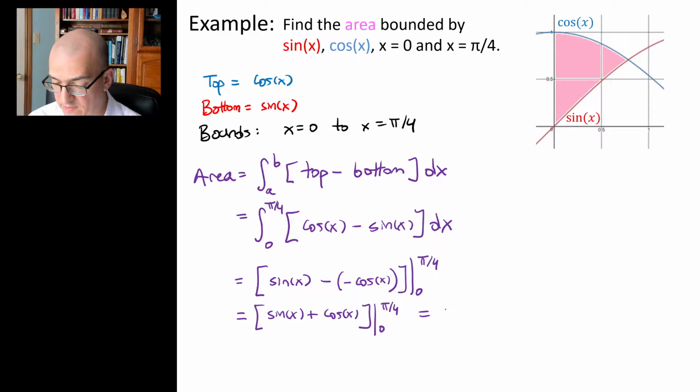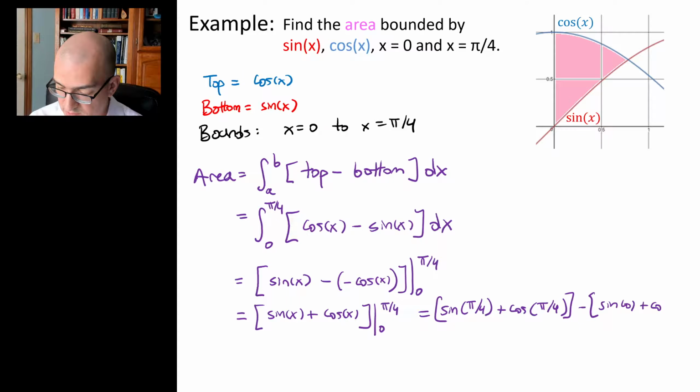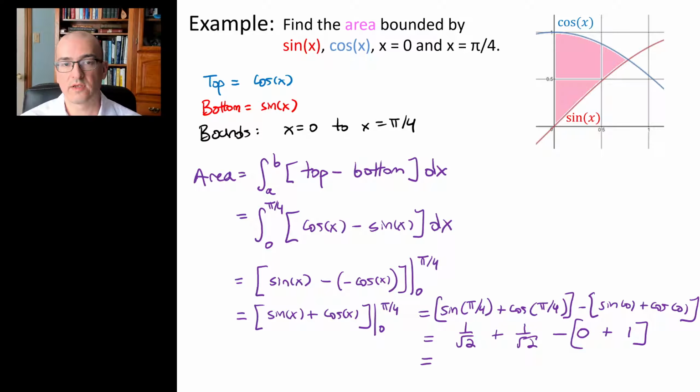We can plug in the top bound. So sine pi over 4 plus cos pi over 4. That's the top bound minus the bottom bound. Sine of 0 plus cos of 0. So 1 over root 2 plus 1 over root 2. Sine of 0 is 0. Cos of 0 is 1. Now we have 1 over root 2 and another 1 over root 2. That's going to be 2 of them. 2 over root 2 minus 1.